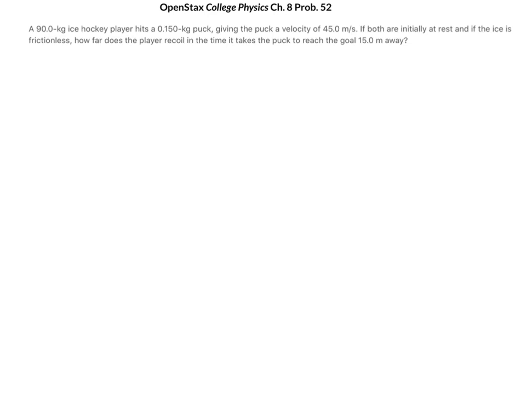Let's look at OpenStax College Physics, Chapter 8, Problem 52. A 90-kilogram ice hockey player hits a 0.15-kilogram puck, giving the puck a velocity of 45 meters per second. If both are initially at rest, and if the ice is frictionless, how far does the player recoil in the time it takes the puck to reach the goal 15 meters away?